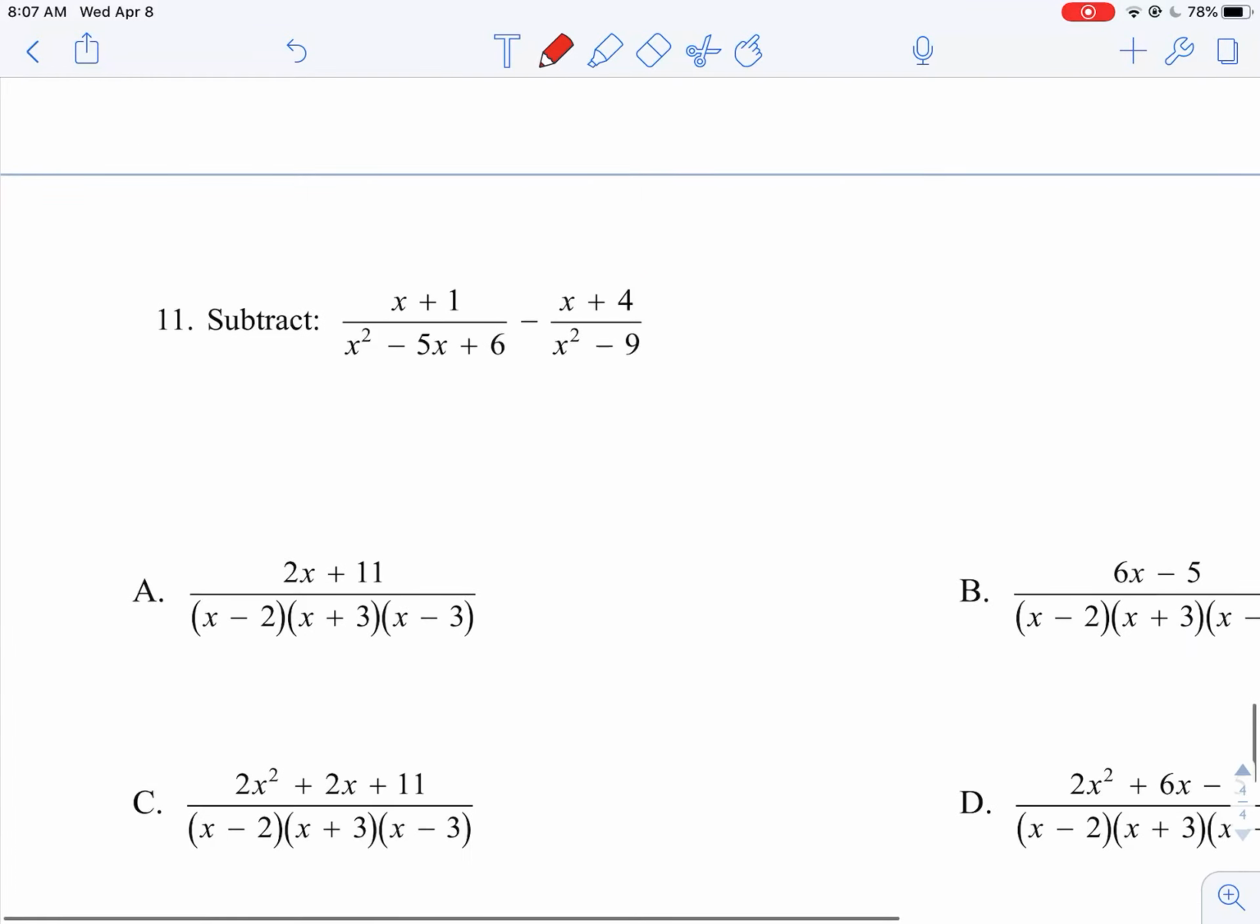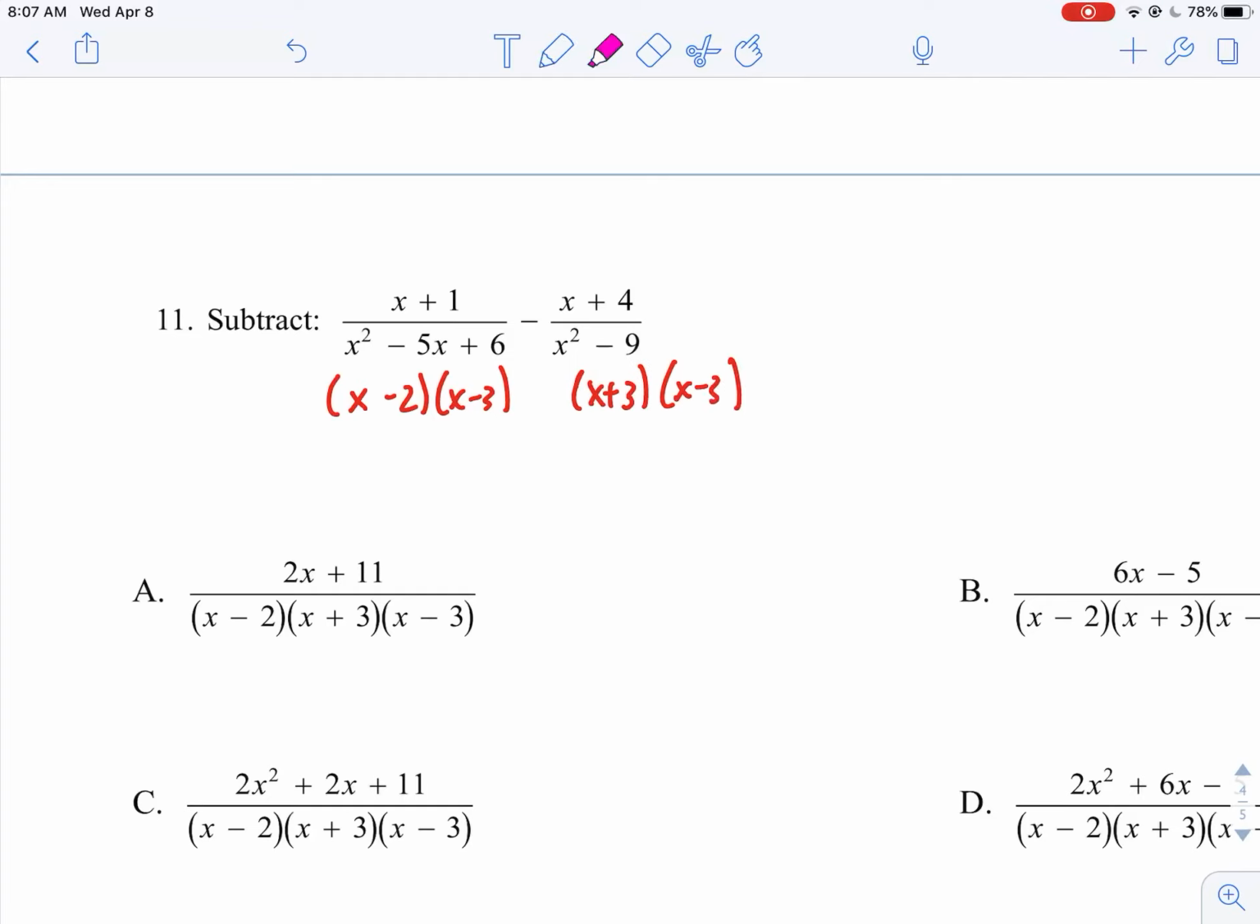Problem number 11. So we have some factoring to do before we do any of the subtraction. So let's first factor the left side denominator. That's going to factor into an x minus 2 and an x minus 3. The bottom right is going to factor into an x plus 3 and an x minus 3. So in looking at this, what they have in common already is this x minus 3. But what they have that's different is an x plus 3 on the right-hand side, but an x minus 2 on the left-hand side. So we're going to have to give this thing some thought before we get our common denominator.